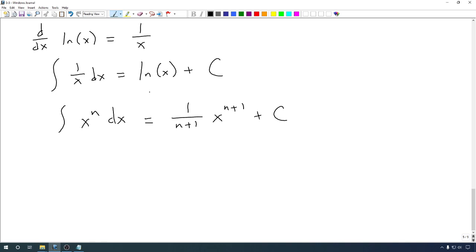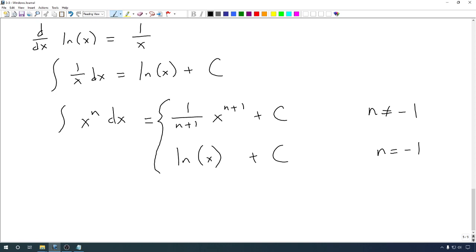In the case of n equals negative 1, instead of turning this into a power like we have here, we instead have to introduce the natural logarithm. So you can say this has multiple cases. In the case where n is not negative 1, we follow this power rule. In the case where n does equal negative 1, we instead have to use the natural logarithm. It's a special case, but it's a very important special case.